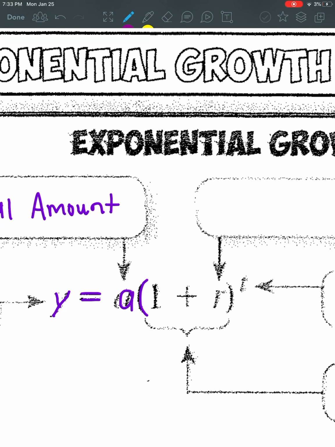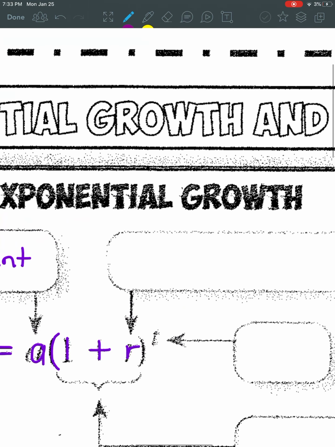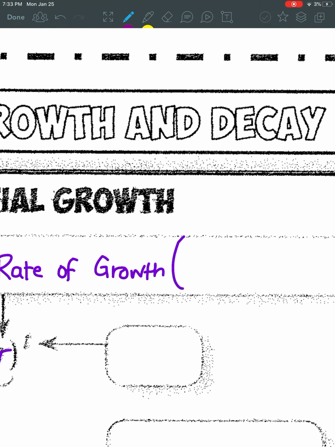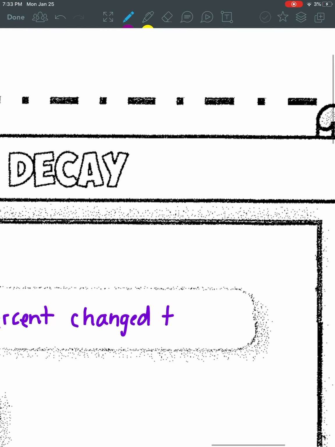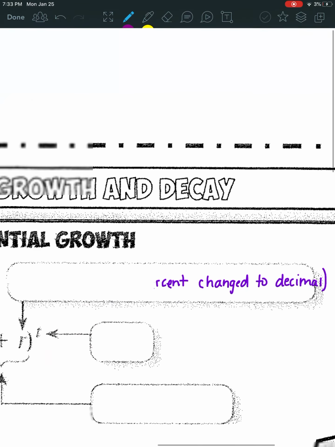So y equals A. And then in parentheses, so we have to do this part first, 1 plus R. R stands for the rate of growth. So this is always going to be a percentage, and then we do want to change that percent to a decimal. So it's a percent. That's an easy way to find the R value. And then percent changed to decimal.